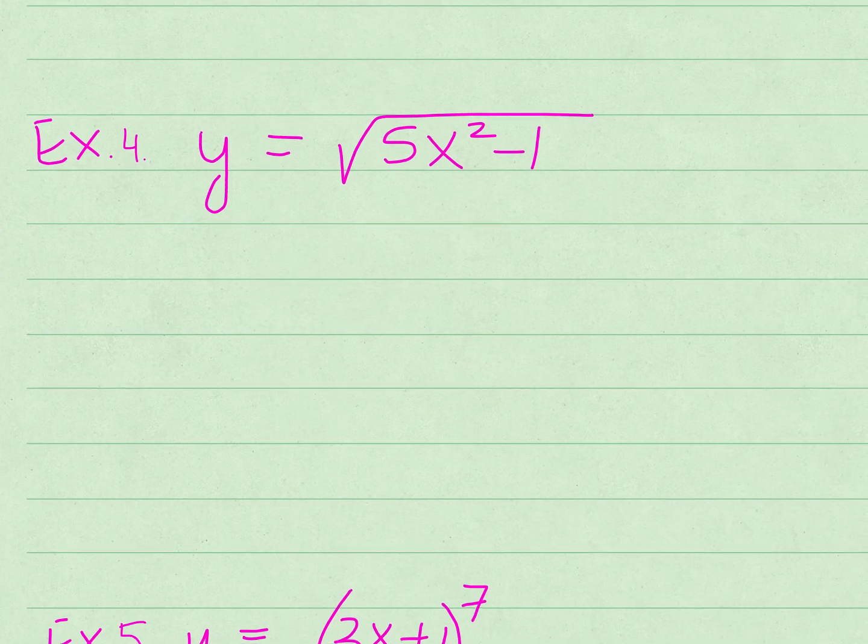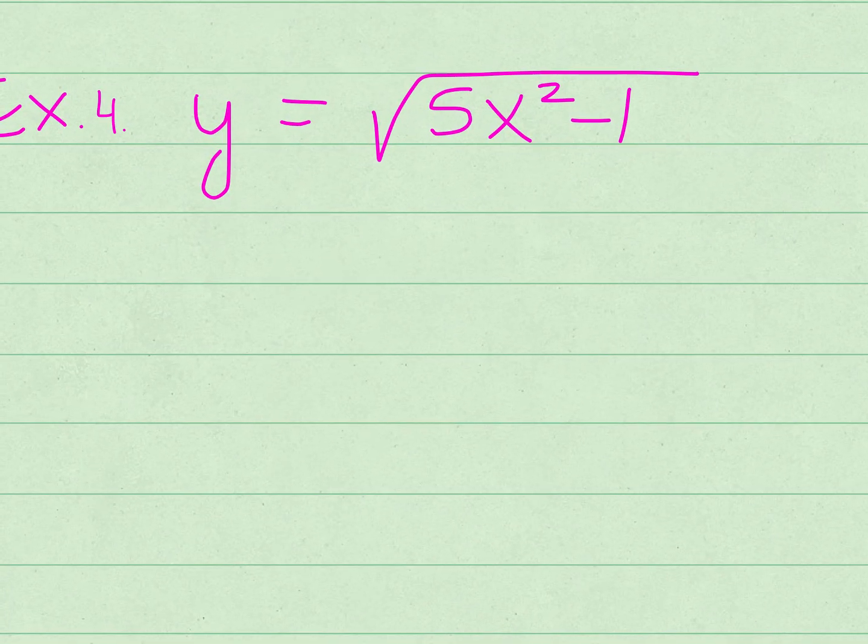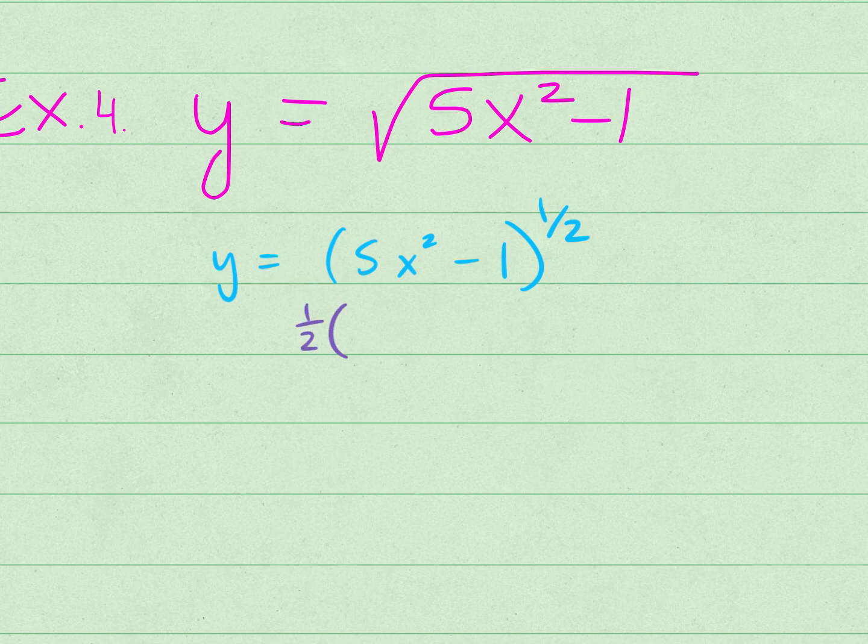So example 4. We want to change this to be an exponent. So we have y equals the square root of 5x squared minus 1. What would our exponent be here? The 1/2 power. Now we can do the chain rule. So 1/2 gets multiplied on the front. We've got 5x squared minus 1, the inside stays the same. We subtract 1, which would give us negative 1/2 as our exponent.